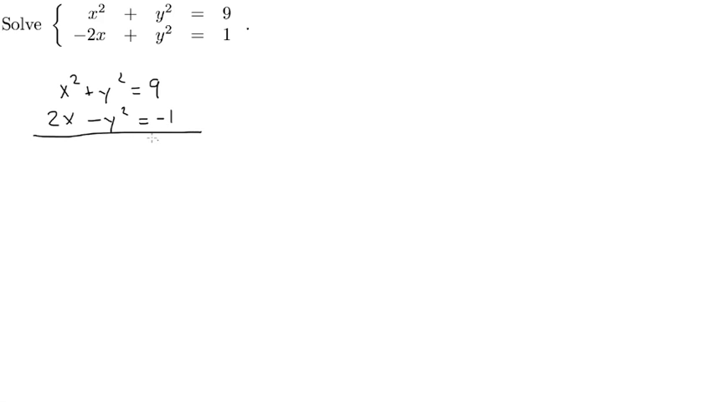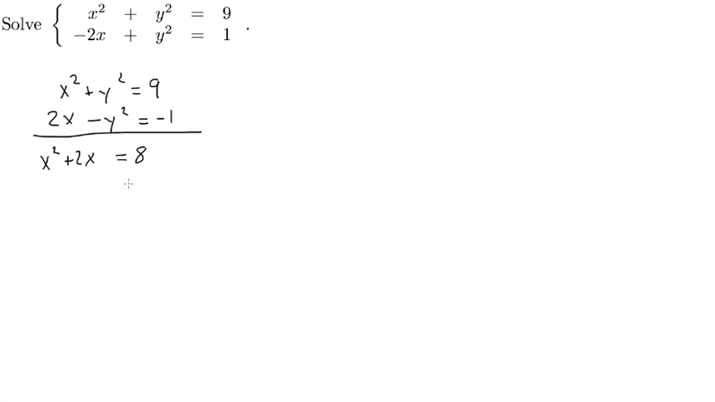Okay, so now I'm going to add. x squared plus 2x, I can't simplify that. I've got to leave it as x squared plus 2x. y squared minus y squared, those cancel. 9 minus 1, that's 8. So notice I'm left with a quadratic equation.